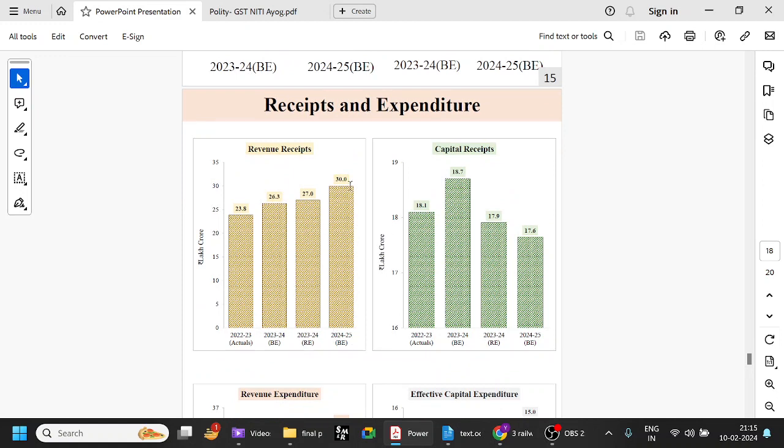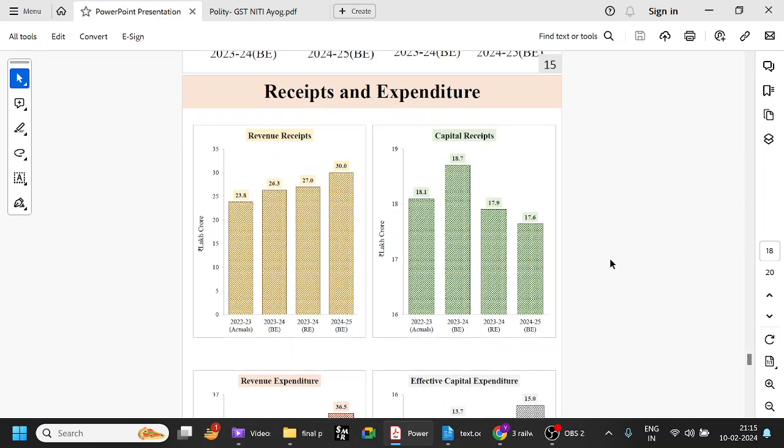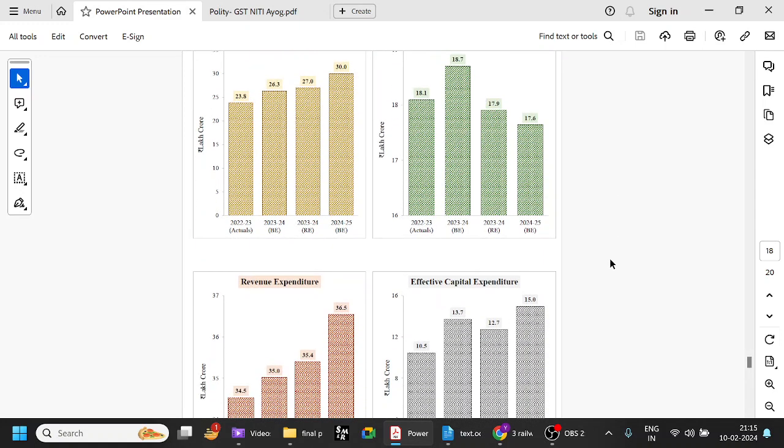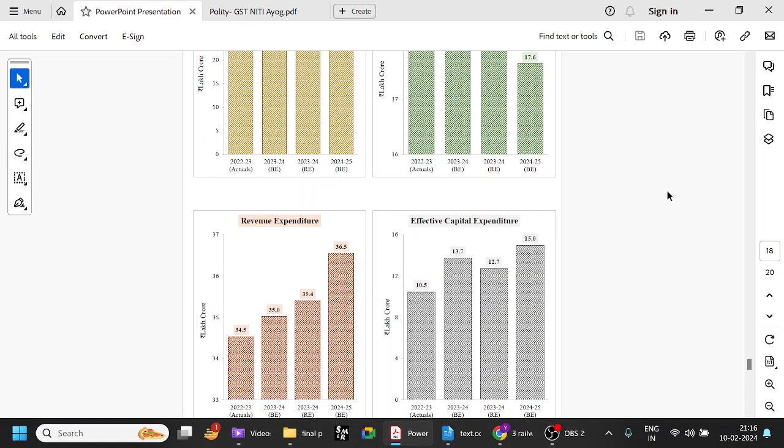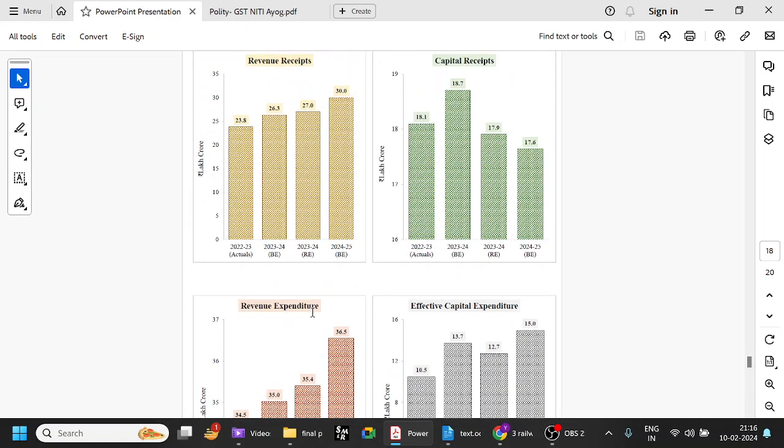So the budget estimates: 30 lakh crore are the receipts, and the capital receipts will be 17.6 lakh crore. You're getting 30 lakh crore and you're expected to spend 36.5. So obviously there is going to be a deficit. That will be called the fiscal deficit, right? Expenditure is more than the income. Remember that 36.5 lakh crore. Revenue expenditure means payment of salaries, payment of interest, etc. We need to reduce this as much as possible because it is not generating any assets. But capital expenditure, on the other hand, is a good thing because you are generating assets.